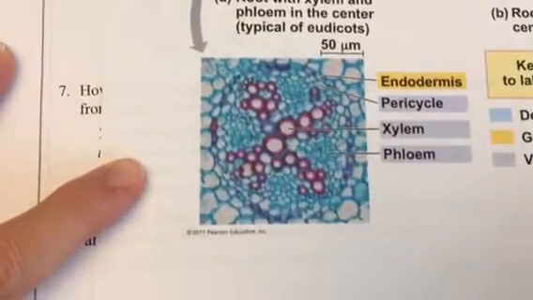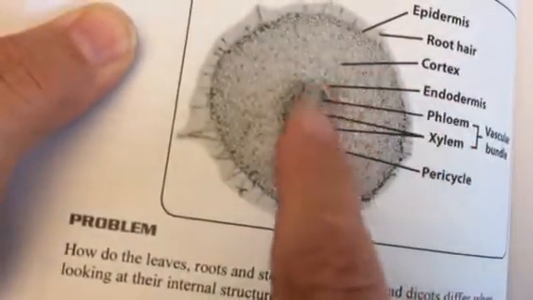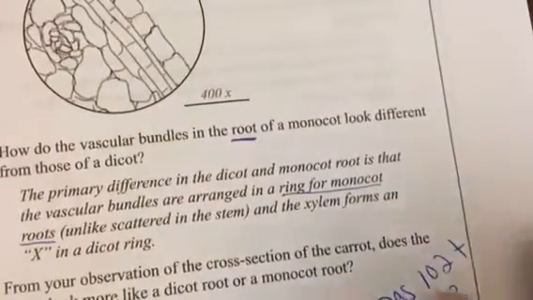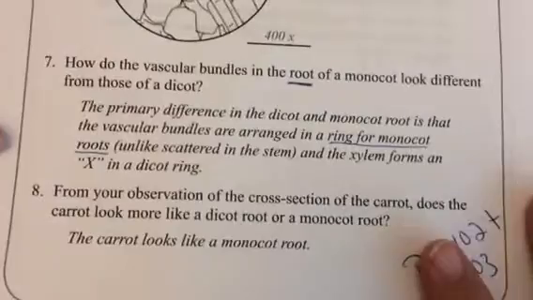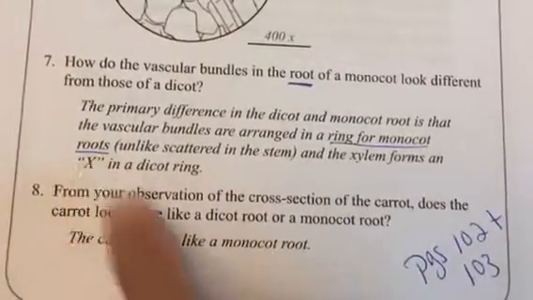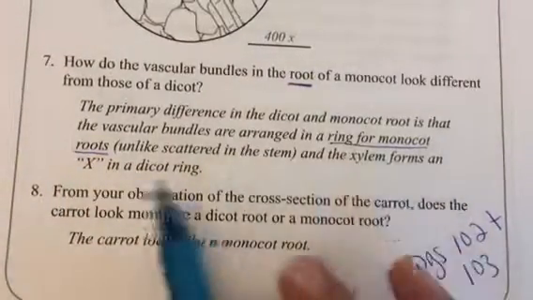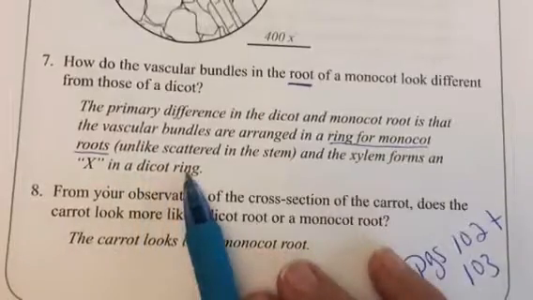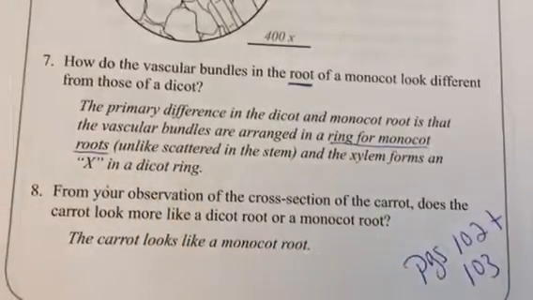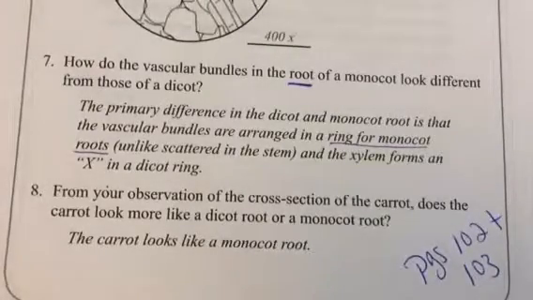So on our book, though, we couldn't see that, like our book picture here. And I don't remember viewing it in the microscope. It would be right in here. So that's what it means by there's a ring for monocot, and then the xylem forms an X in the dicot ring. Number 8, from your observation of the cross-section of the carrot, does the carrot look more like a dicot or monocot? Well, it's going to look like a monocot because it's a taproot.